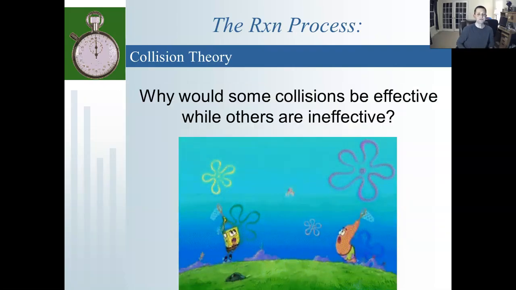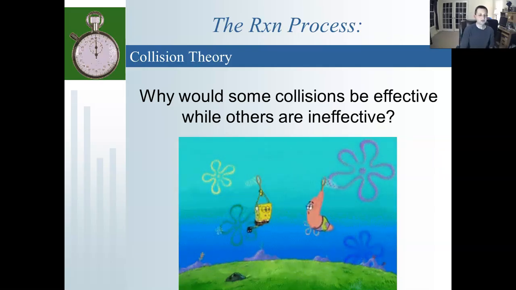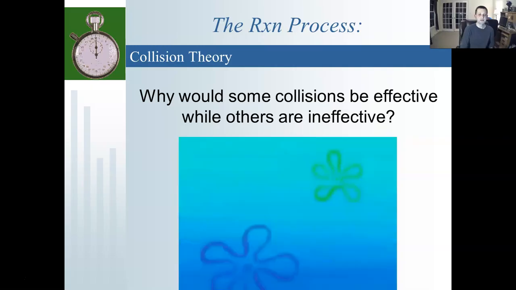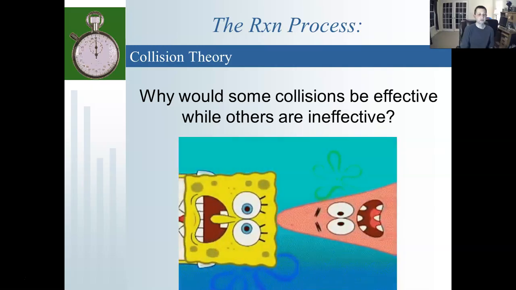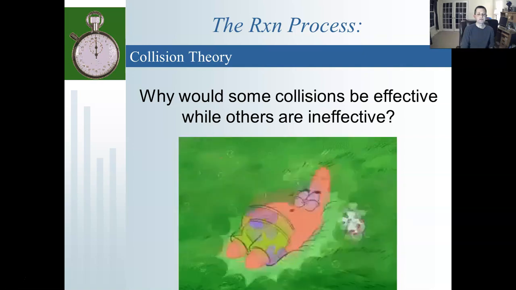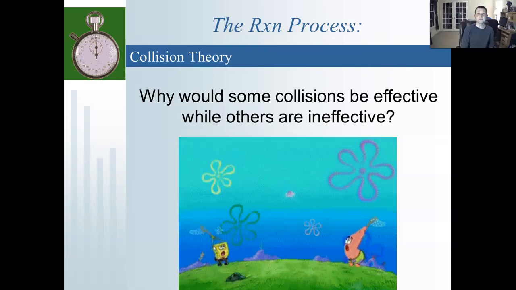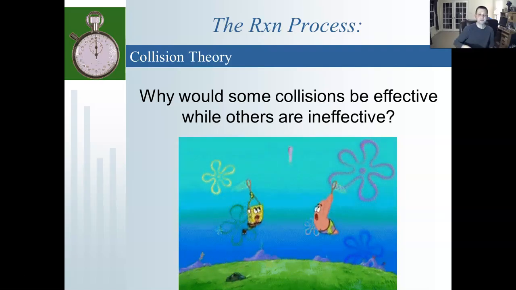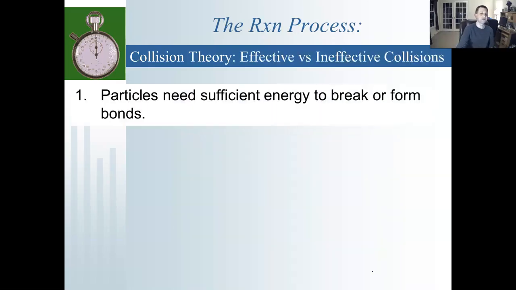So why would some collisions be effective while others are ineffective? Let's see, we have SpongeBob and Patrick here going after a jellyfish, and clearly this is not going to end well for either one of these. And you can see that they do collide here, and they do just bounce off one another. So this is definitely an ineffective collision. So why would some collisions be effective and others be ineffective, like the one that you just have on your screen here? A couple things we're going to look at. A bunch of these are actually a review from Chem 1 or Honors Chem, so we could talk about those as well as we progress through this list.